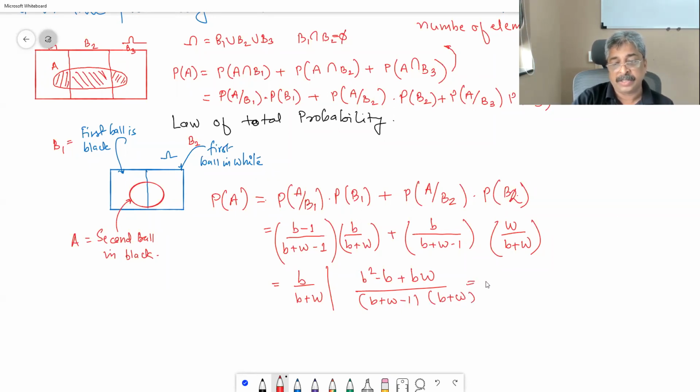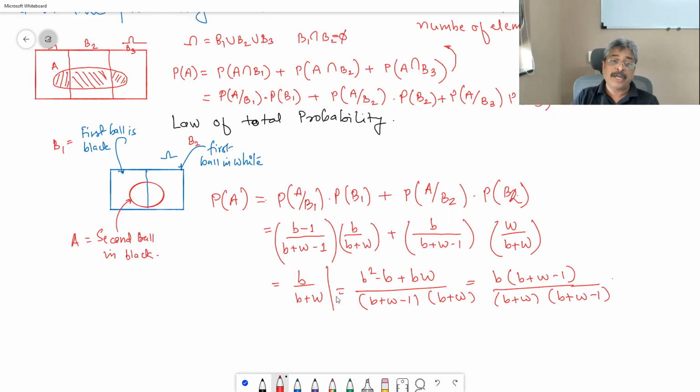Now in the numerator we can take out B common. Inside the bracket, B plus W minus 1, divided by B plus W into B plus W minus 1, equal to B upon B plus W, the initial probability. If you are not looking at that ball and throwing it, the probability continues to remain as original.